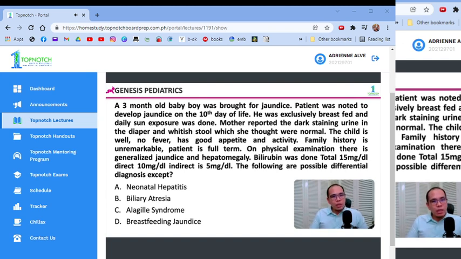Okay? So what are your possible differential diagnoses? The following are possible differential diagnoses except, so it's of course your breastfeeding jaundice because it's physiologic, and we've all established that this is pathologic jaundice. This is probably cholestatic. Meron kang cholestasis. Okay? And all of these, bakit siya meron cholestasis? Kasi nga mataas yung direct. Okay, so pag mataas ang direct, cholestatic jaundice yan.